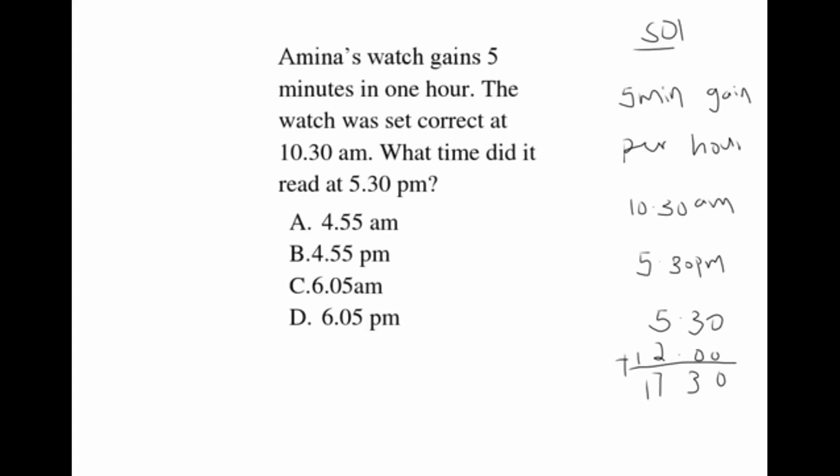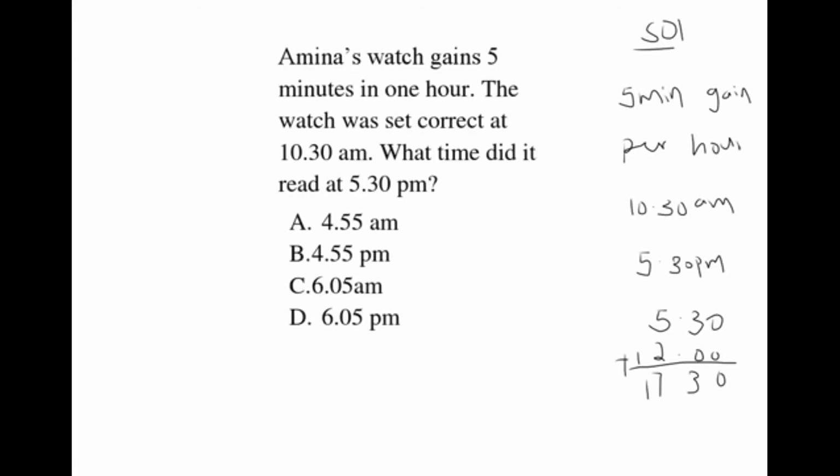Then 17:30 hours subtract 10:30 a.m., which will be 10:30 hours. Subtract, we shall get 7 hours. So the hours between 10:30 a.m. up to 5:30 p.m., we have 7 hours there.